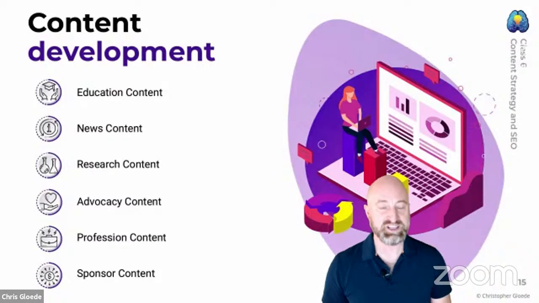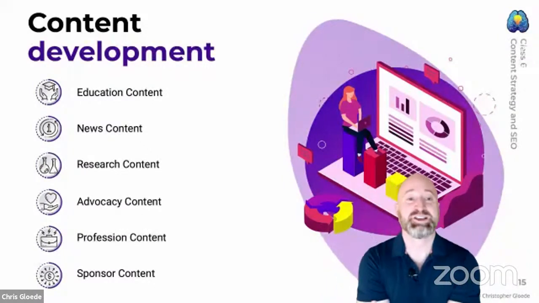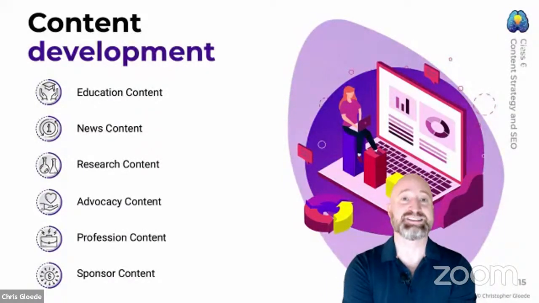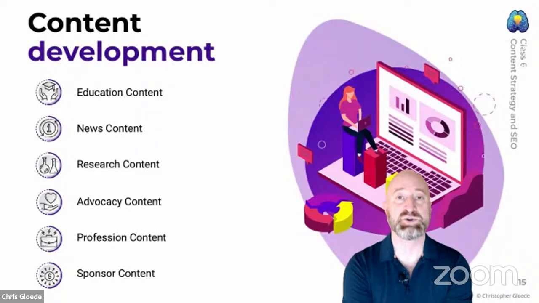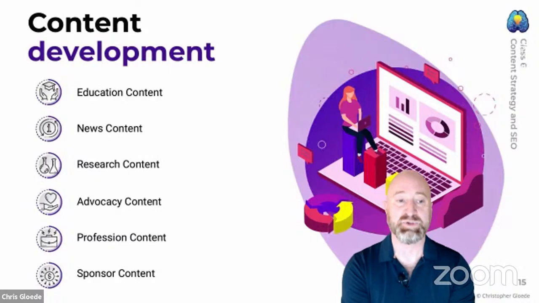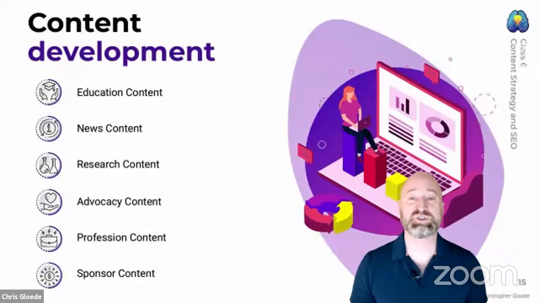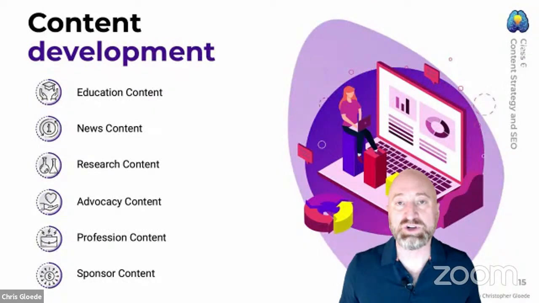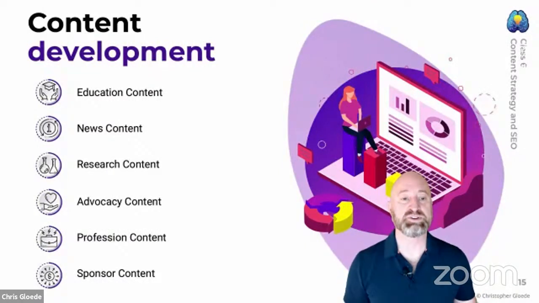Now, that first D is around development. Like I mentioned, this content is coming from everywhere across your organization. And here are some good examples: from your continuing education department, from your news zone. Maybe that's your journal, maybe that's your periodicals group or publishing group.